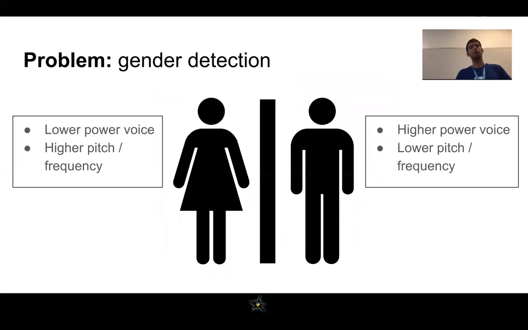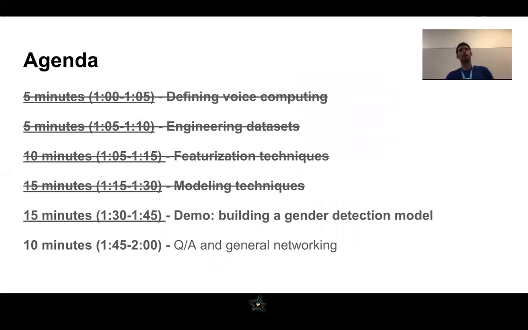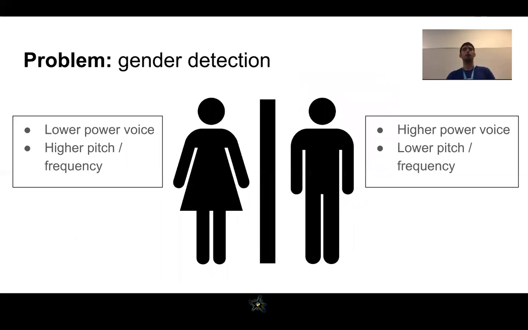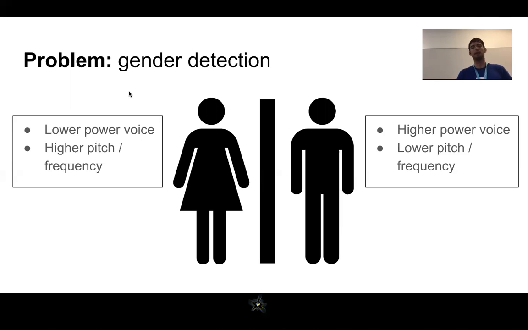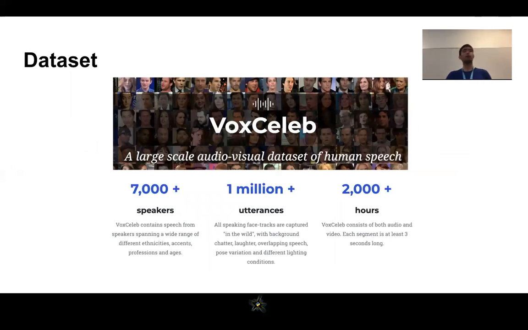So let's get into building a machine learning model. This is one of the problems that I thought was really simple: a classic gender detection model where you have a female and a male. First of all, what data set would be good to represent male versus female? I looked at VoxCeleb. It's a 7,000 person speaker data set. There are 1 million utterances, 2,000 hours of validated audio. So it's a really big data set that can be used for a lot of problems. I thought gender would be a good one.